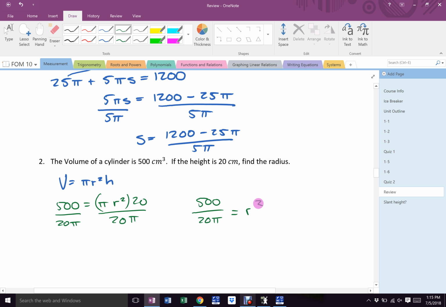How do I get rid of a squared? I square root. If I square root one side, what do I do to the other side? Square root. So r equals the square root of 500 over 20 pi. To do that on your calculator, of course, you do 500 divided by 20 pi, and then square root the answer. Is everybody good?